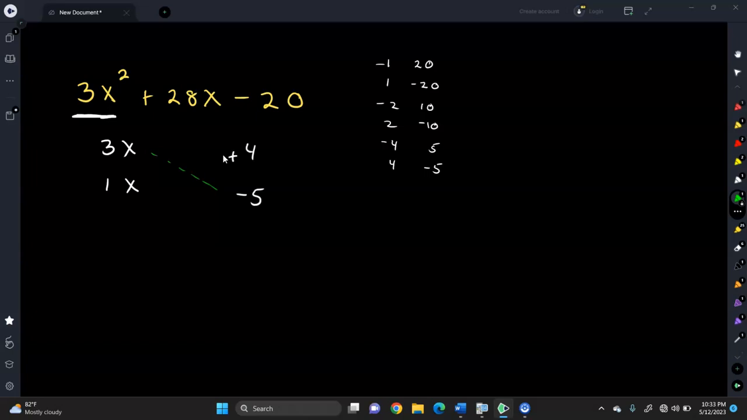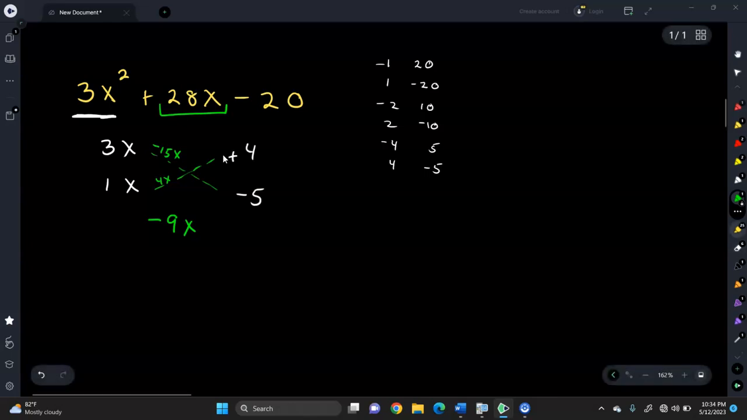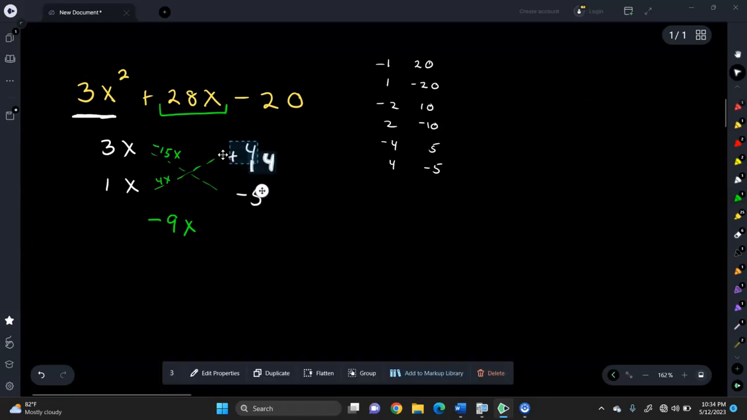So 3x times negative 5 gives me negative 15x. And then 1x times 4 gives me positive 4x. Those add up to negative 9x. I need it to add up to 28x. So since they didn't add up to the right thing, I'm going to change them. So I'm going to start just by switching the order. So I'm going to move that 4 down here, and I'm going to move the 5 up.